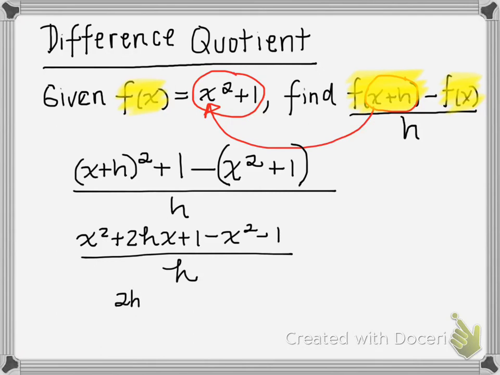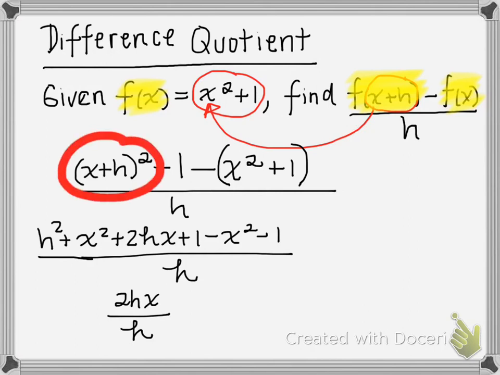I've got 2hx over h, and I missed an h squared up here when I expanded this. So when I expanded this guy here, that should have been x squared plus 2hx, and then I had an h squared there that I missed. Okay, so we'll bring that down as well. So we're going to go plus h squared.